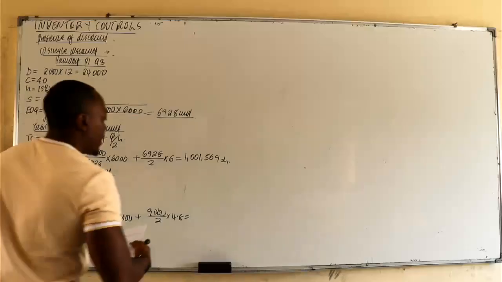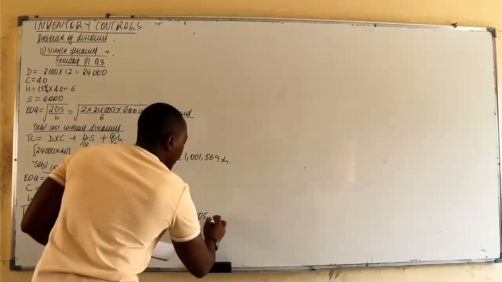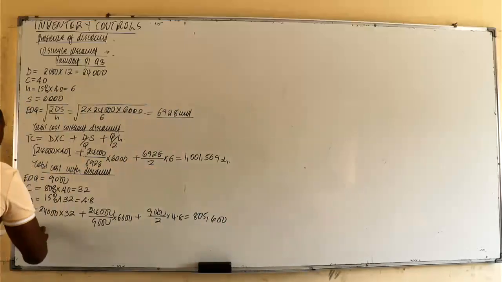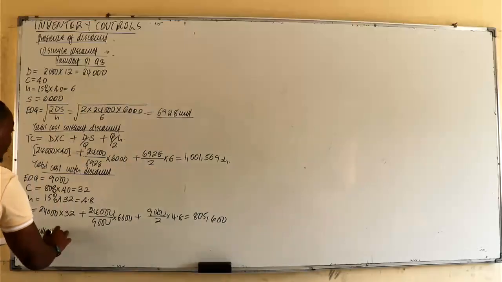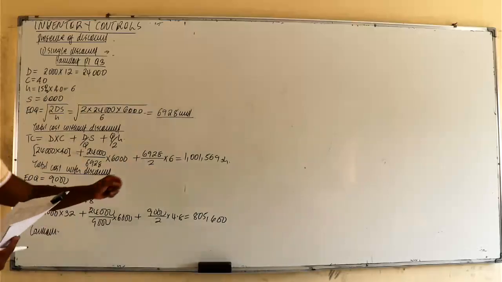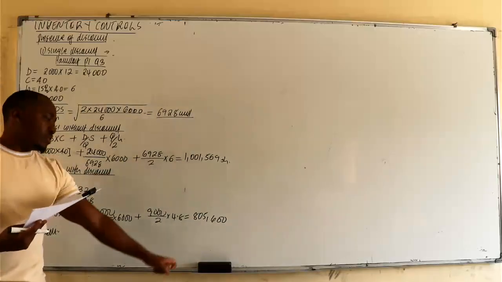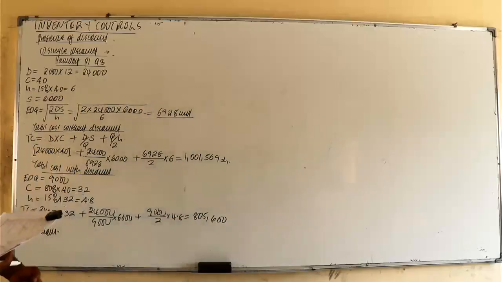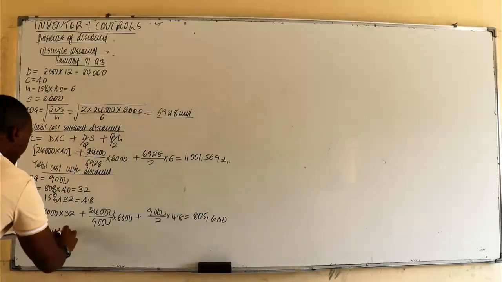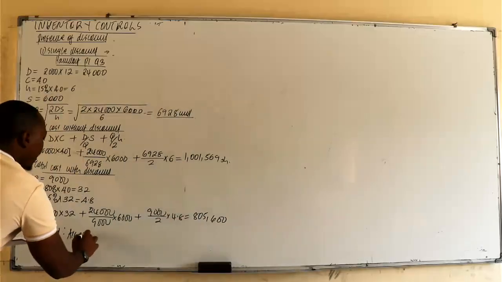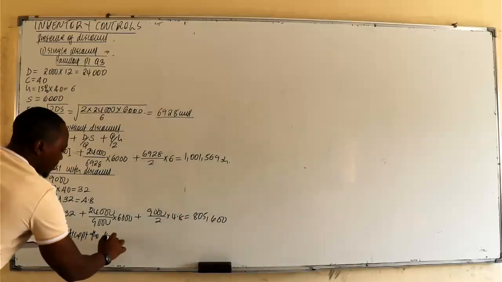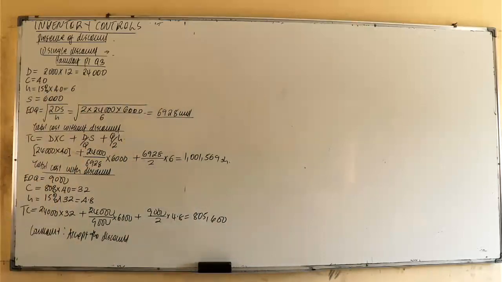Right? Now this is the total cost without discount, but this one is with discount. Should we accept or reject the discount? Yeah, we should accept the discount. Take 1 minute and we do the multiple discount.